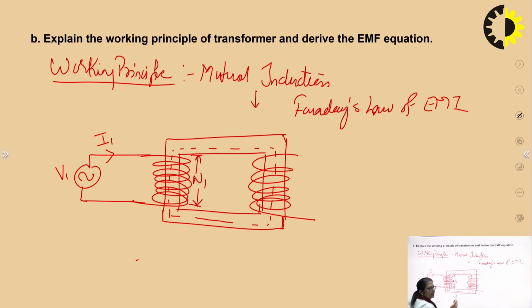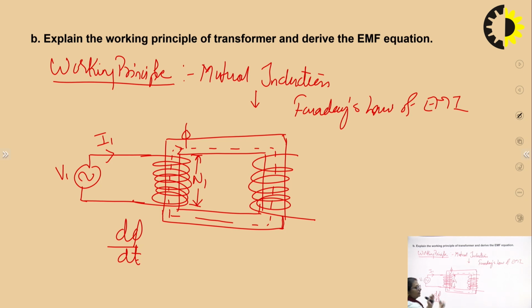Say the current direction is upwards. According to the current direction, say this is the flux. As the current is alternating, the flux produced will also be alternating. It will also be sinusoidal in nature. So as the flux is changing by itself, I get a d phi by dt, the rate of change of flux. It is alternating and sinusoidal.